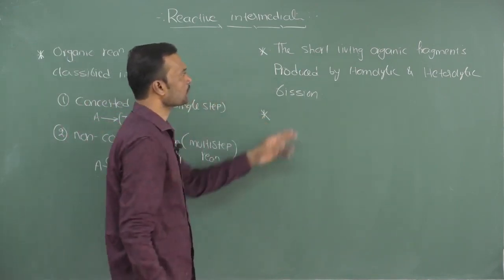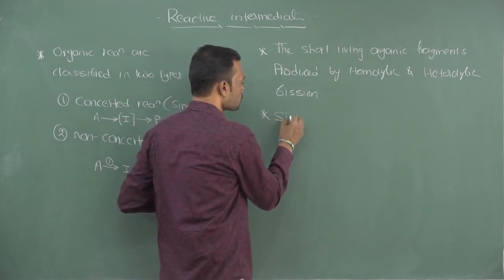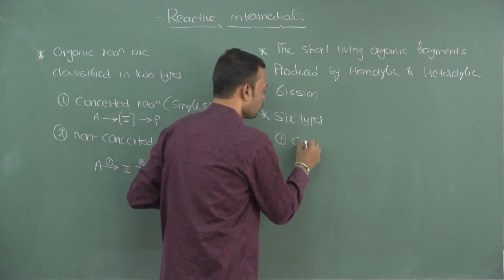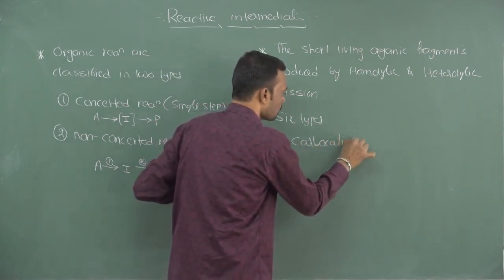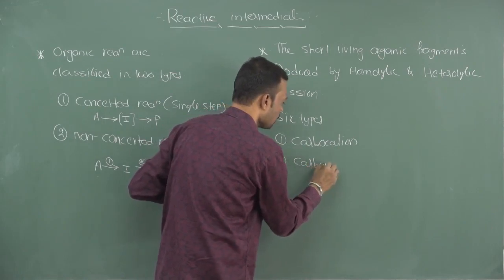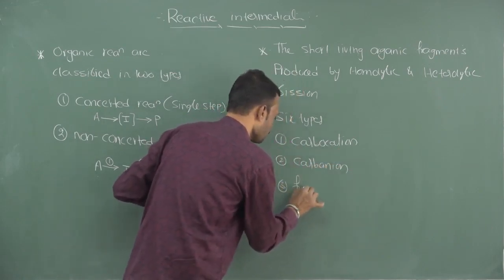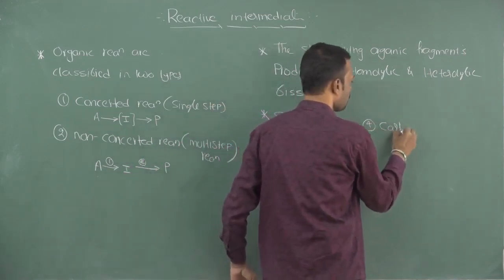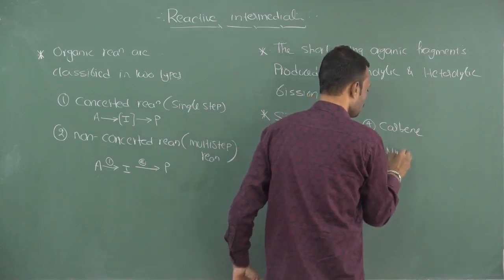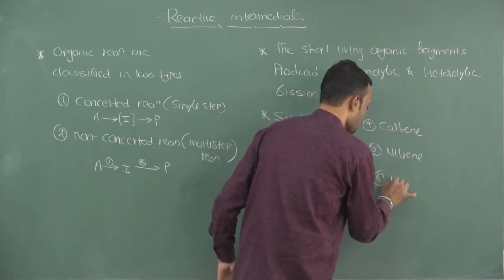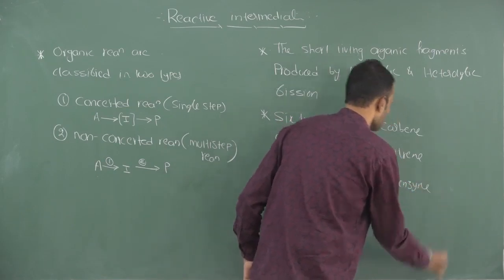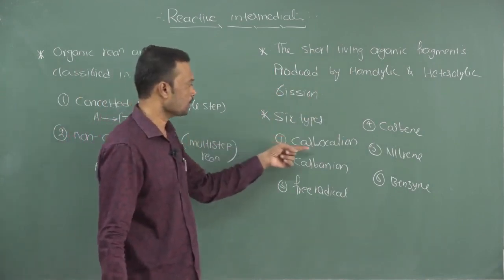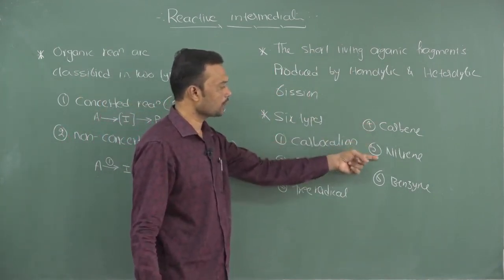Now, these organic intermediates are generally classified into 6 types. The first one is carbocation, the second one is carbanion, the third one is free radical, the fourth one is carbene, the fifth one is nitrene and the sixth one is benzyne. So these are the 6 possible reactive intermediates observed in organic reactions: carbocation, carbanion, free radical, carbene, nitrene and benzyne.